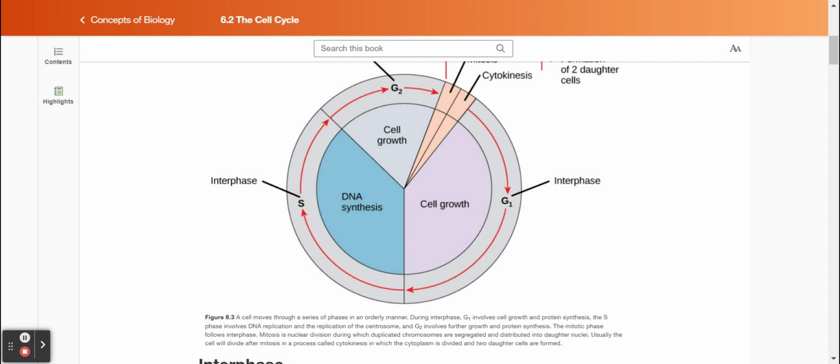The mitotic phase follows interphase. Mitosis is nuclear division during which duplicated chromosomes are segregated and distributed into daughter nuclei. Usually, the cell will divide after mitosis in a process called cytokinesis, in which the cytoplasm is divided and 2 daughter cells are formed.